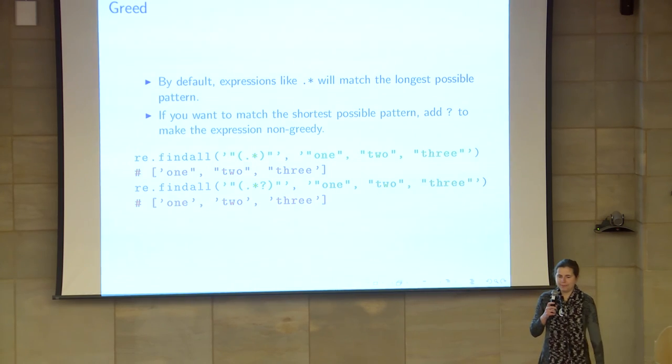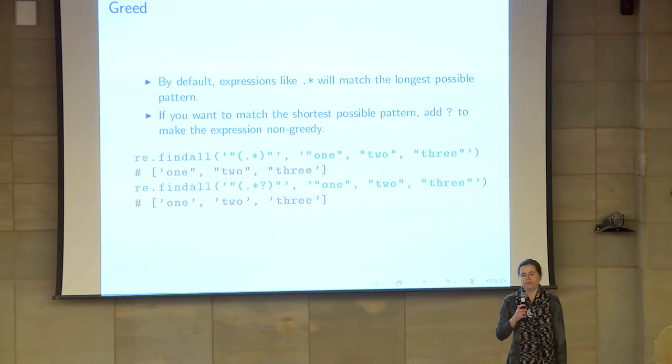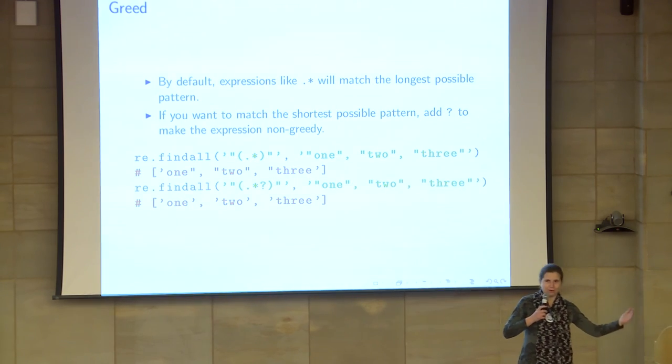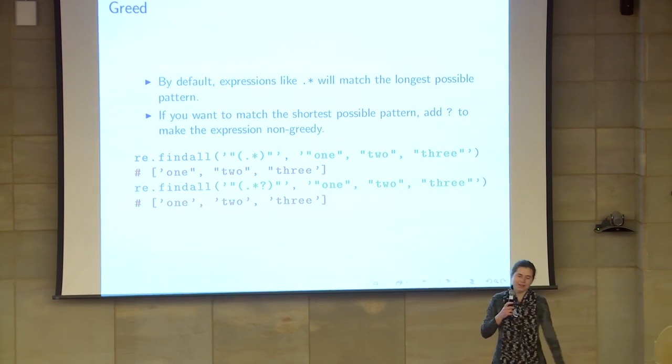By default, expressions like dot star will match the longest possible pattern. In general, regular expressions are greedy, so they'll go for the longest thing that can possibly match if there are multiple overlapping things that could match. People usually encounter this for the first time when they're trying to match things between, for example, quotation marks, and they have multiple sets of quotation marks on the line, and if they just put dot star, it'll happily match everything from the first quotation mark to the last quotation mark, which is usually not what you want. If you put a question mark after your star, that'll make it non-greedy, so it'll match the shortest possible pattern, and in this case, it'll find the three separate instances correctly.